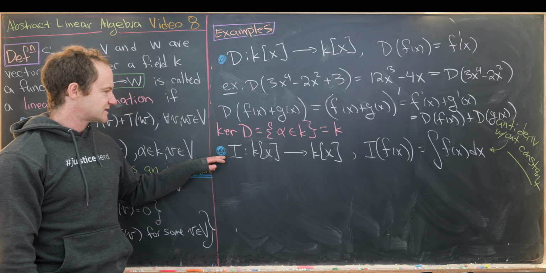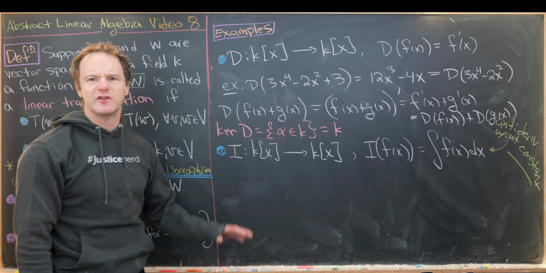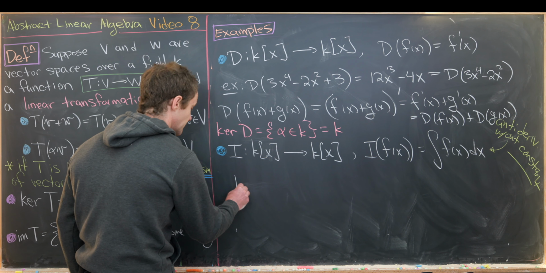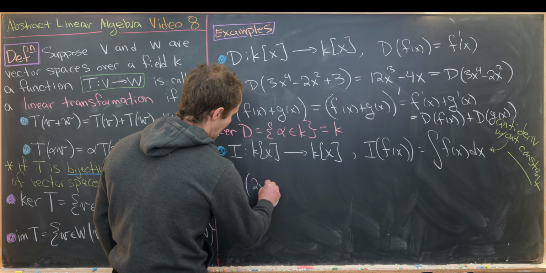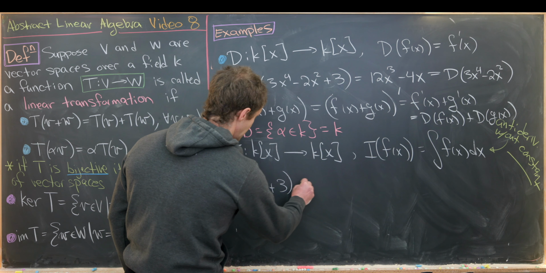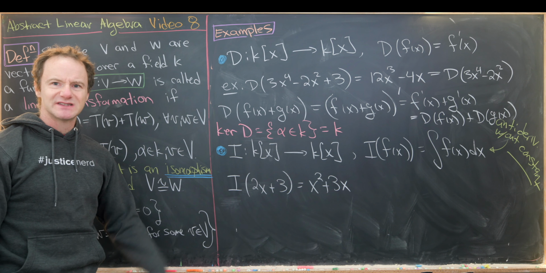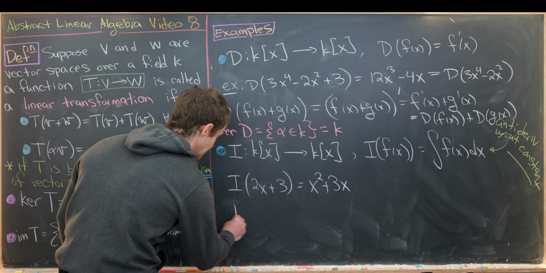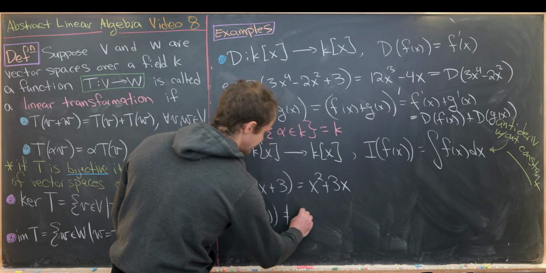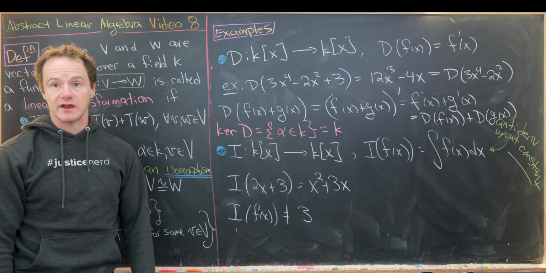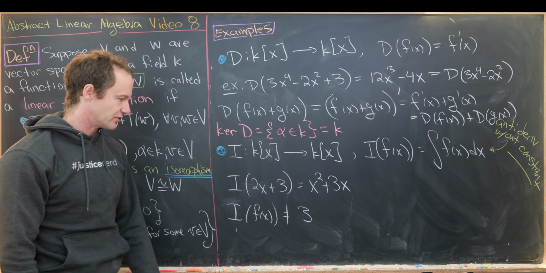Now let's look at the second one. I've called it I, and it's going to be the formal antiderivative, but without the plus C. So if we take I of, say, 2x + 3, we would get x^2 + 3x. Now let's notice that this is not surjective, because I of f(x) is never equal to, say, a constant like the number 3. Think about what the antiderivative does to a polynomial: it increases the degree of a polynomial.